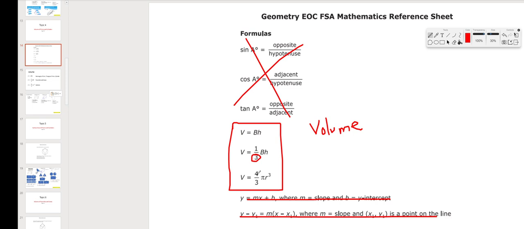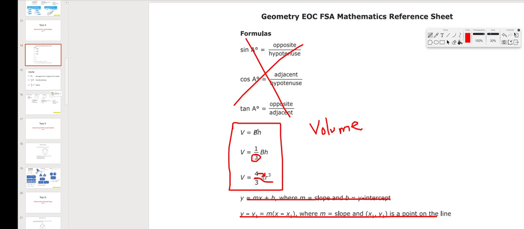Notice this one here has 4/3. 4/3 is like 1.33 decimal. So remember that for the number on the top, you multiply everything first and then divide by 3 at the bottom. So multiply by 4 and then divide by 3. You have to be very careful with that.